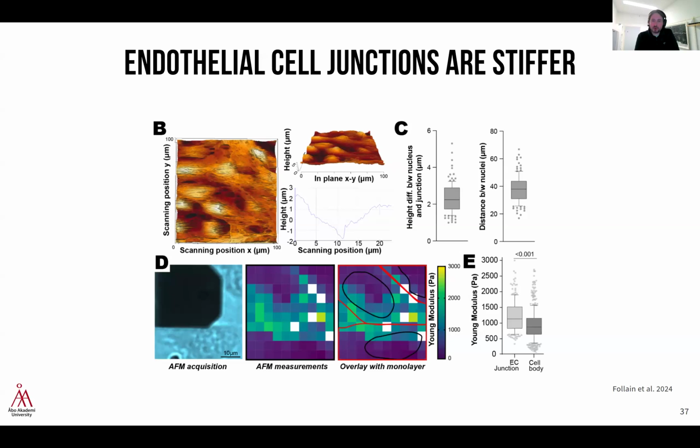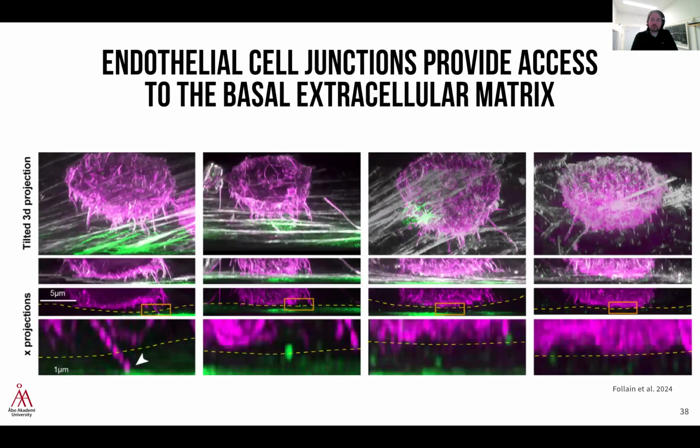But perhaps even more important is, what does it mean for the cancer cell? What we see is that when the cancer cells are sitting on top of a junction, and here you're looking at structured illumination microscopy, 3D in fixed data, the cancer cell is in purple, stained for the actin cytoskeleton, and the endothelial monolayer is in white, and underneath in green, you see fibronectin, the extracellular matrix molecule fibronectin.